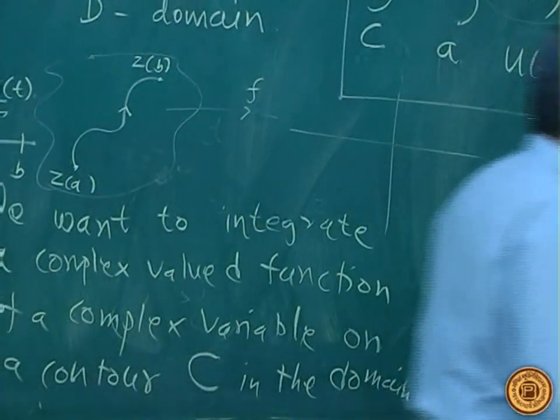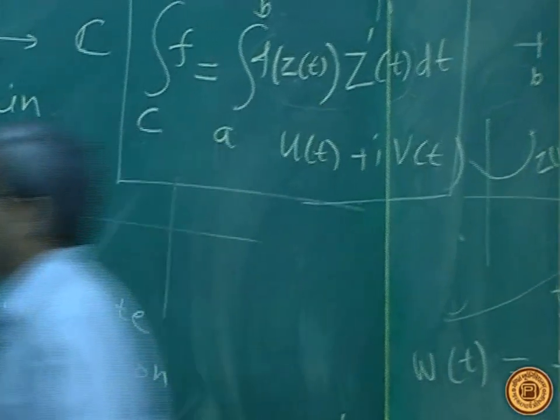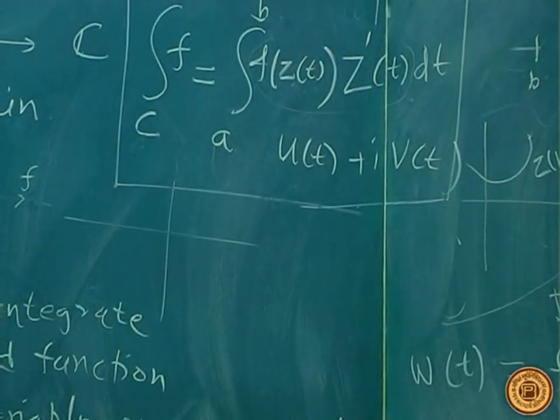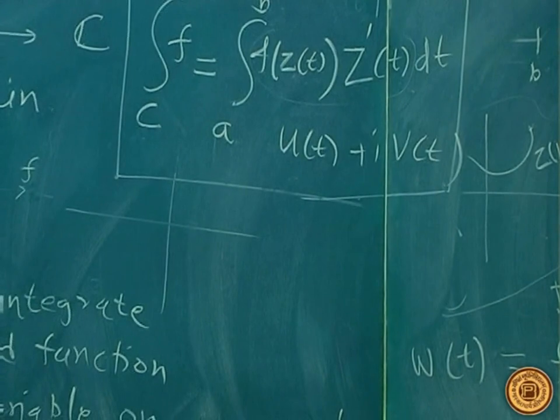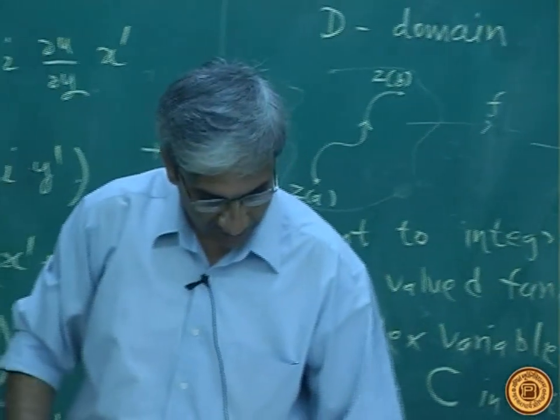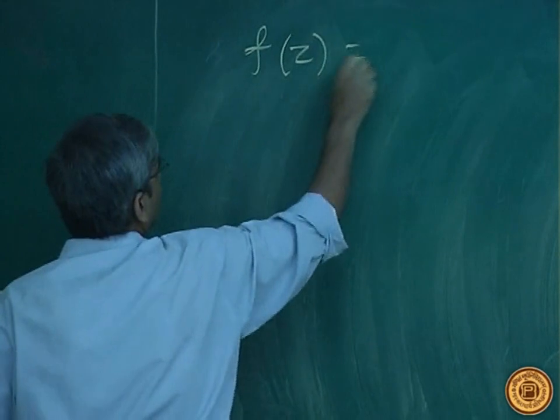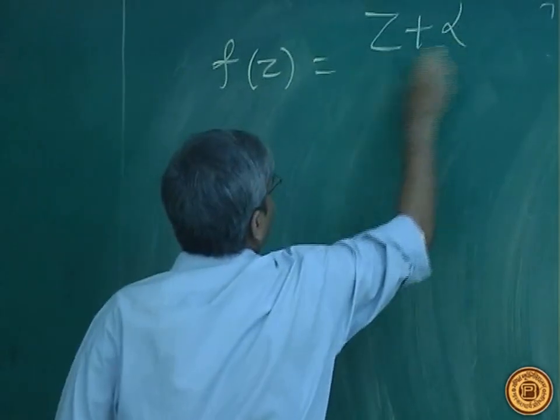Let us do this example. That is, what is the function? The function is given and a contour is given, and we want to do this contour integration. So what is the function given? The function given is f(z) equal to z plus 2 upon z.